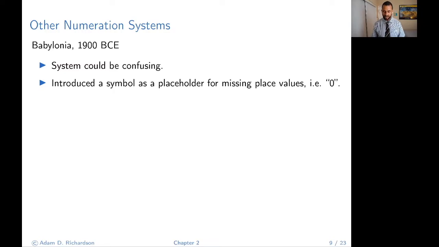So what the Babylonians did was they introduced a symbol as a placeholder for missing values, i.e. 0. So the Babylonians were actually the first people to invent the concept of 0. They didn't think of it as a number though. So at this point in history, way back at 1900 BCE, 0 was not considered a number at all. It was just considered a placeholder.